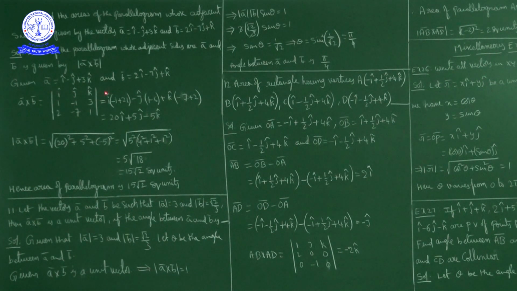minus j cap into the first row second column cofactor, 1 into 1 minus 6. Okay, 1 minus 6 is what? Minus 5, minus of minus 5, plus 5 j cap.